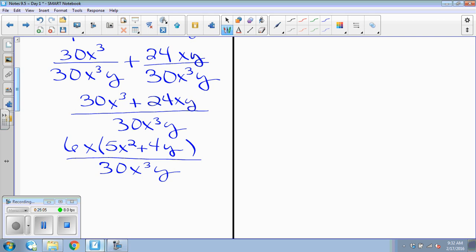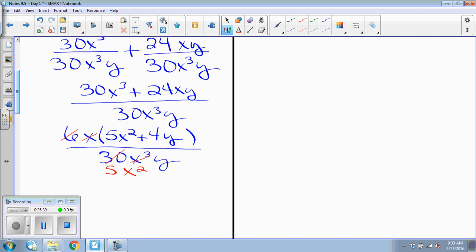So 6 and 30, I can reduce. I can divide them both by 6, and I get 5 down here. And then x and x to the third is what? x squared. Top or bottom? Bottom. Because that's where the leftovers would be. You have only 1 x on top, and you have 3 on bottom. So if you cancel one of those, you have 2 left on bottom. Okay? And so now, all we have left to do is write our final answer. So our final answer is 5x squared plus 4y over 5x squared y.